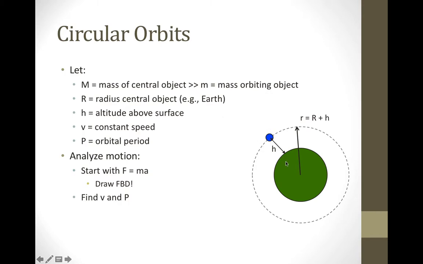And we're going to say that the radius of the central orbit is capital R. The smaller mass will orbit around at a height h above the surface. And what we want to do is find out how fast is the satellite going and what is its orbital period. We'll analyze this motion by using F equals ma. We'll draw our free body diagram, apply F equals ma, and then calculate the velocity and the period.